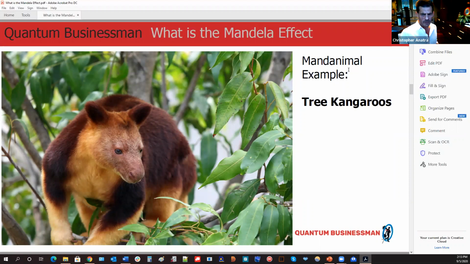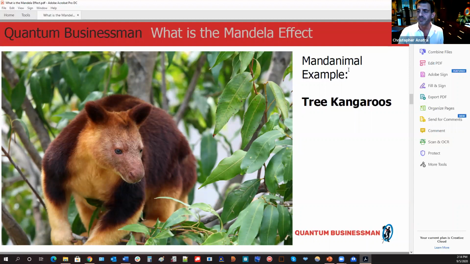Here's an example of a mandanimal, tree kangaroos. Now, if you're from Australia, you might say, oh yeah, of course, everyone knows that there are kangaroos that live in trees. They're called tree kangaroos. I never heard of a tree kangaroo. And you could see sometimes 10 or 20 of them all hanging out in a tree. For me, that's a Mandela effect or a mandanimal. And there's literally hundreds of these types of things, hundreds, including things like extinct species like the Tasmanian tiger coming back again.